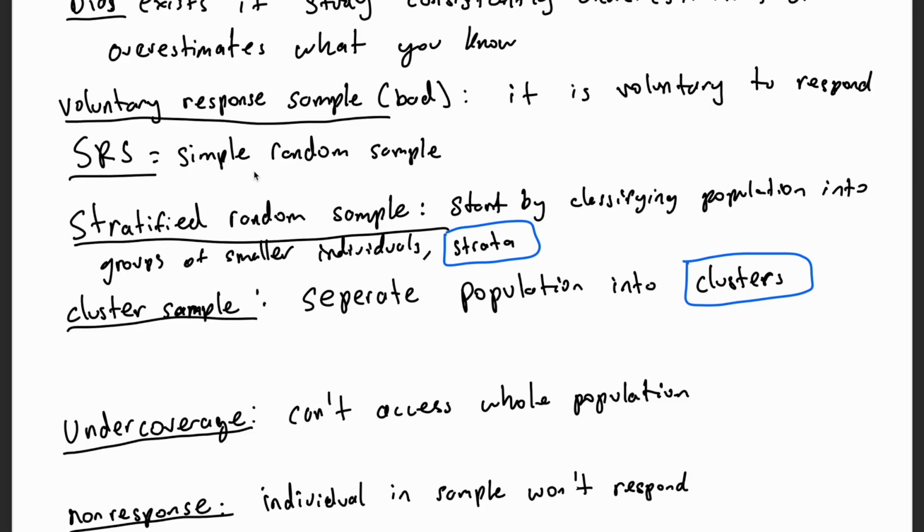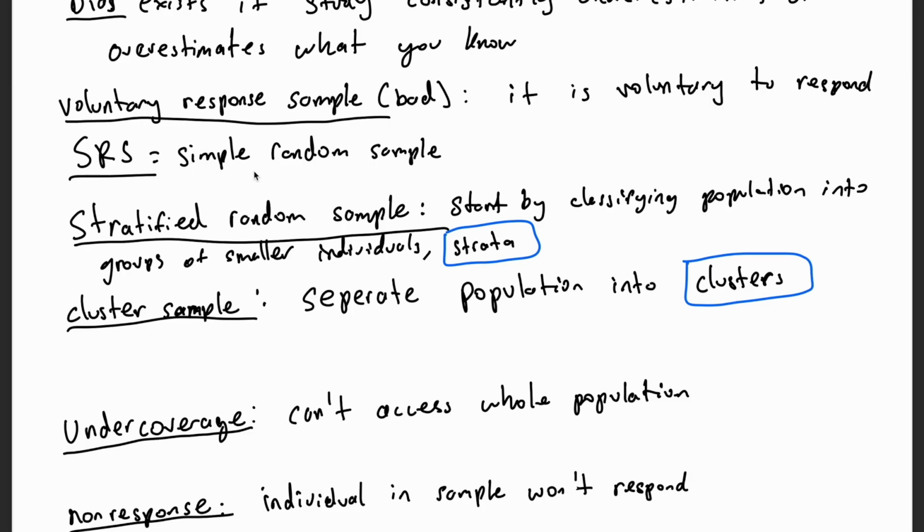Especially if you have a lot of houses to go over, that's where a stratified random sample or a cluster sample would come into use. In a stratified random sample, you would start off by classifying a population into groups of smaller individuals known as strata. Then you randomly select a few from each group, which makes it easier. It's slightly less random, but it's still a good sampling method, and it is still accurate.